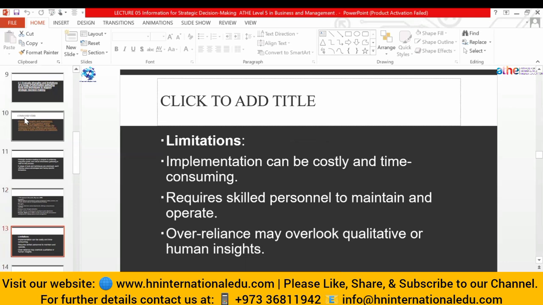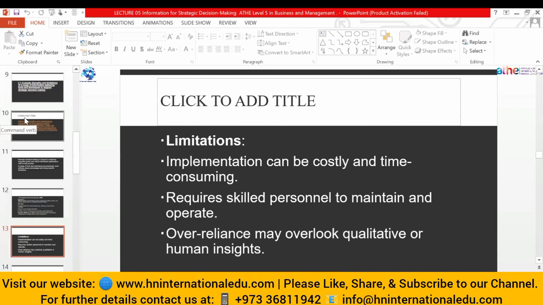Limitations: implementation can be costly and time consuming. Obviously, it's a big system, it's expensive, and it is time consuming too. It requires skilled personnel to maintain and operate, a person who has proper knowledge of IT, skills, and all the internet related issues.